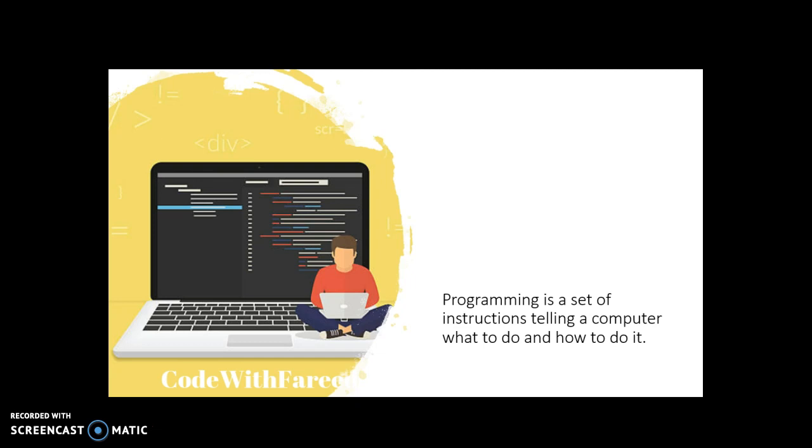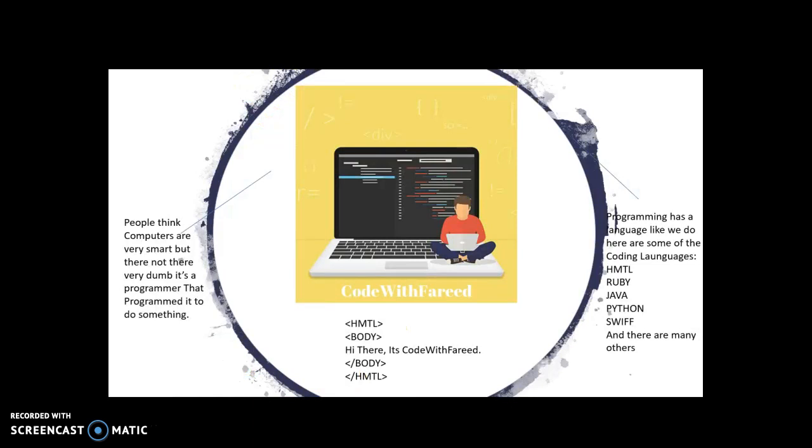So like YouTube uses HTML. Like if you look here, programming has a language like we do, like we speak. So some of the coding languages are HTML, Ruby, Java, Python, and Swift. HTML is used for YouTube and Gmail, if you know Gmail, and lots of others. If you can see this one, HTML, it has, I think it's called a dash, then it has another dash, and then it keeps going down.